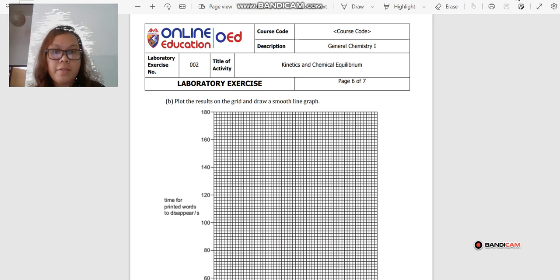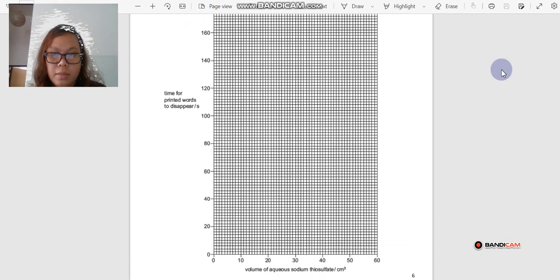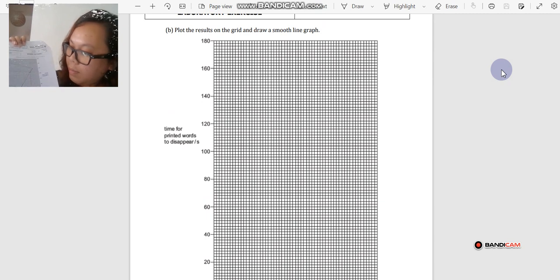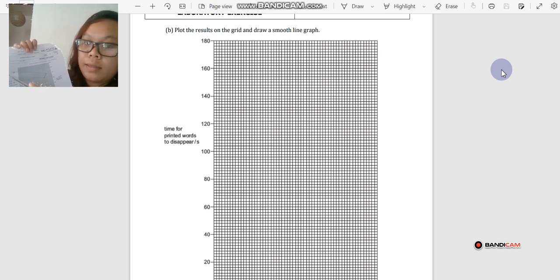Page 6 of 7. Plot the results on the grid and draw a smooth line graph. So here is my graph. Test 1, 45 seconds for printed words to disappear. Second one, test 2, 50 seconds for words to disappear. Test 3 is 65. Test 4 is 78 seconds. And test 5 is 140 seconds.